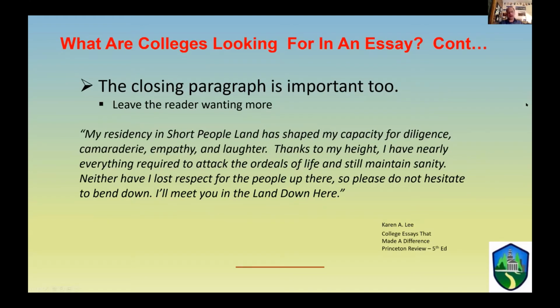So this is how this student, in the final paragraph of the essay, said: my residency in short people land has shaped my capacity for diligence, camaraderie, empathy, and laughter. Thanks to my height, I have nearly everything required to attack the ordeals of life and still maintain sanity. Neither have I lost respect for the people up there, so please do not hesitate to bend down. I'll meet you in the land down here.